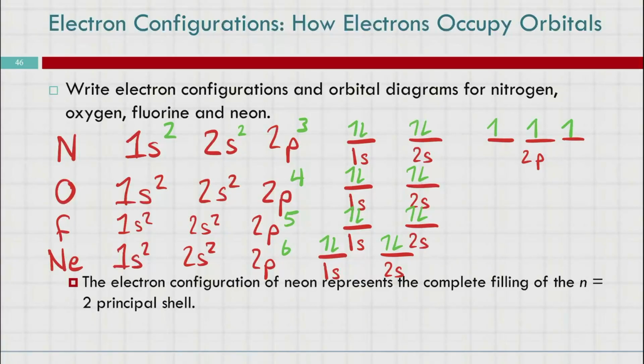And then for oxygen, we're adding 1 more electron. So up, up, up, down for oxygen. For fluorine, up, up, up, down, down. And neon is here just winning. Up, down, up, down, up, down.